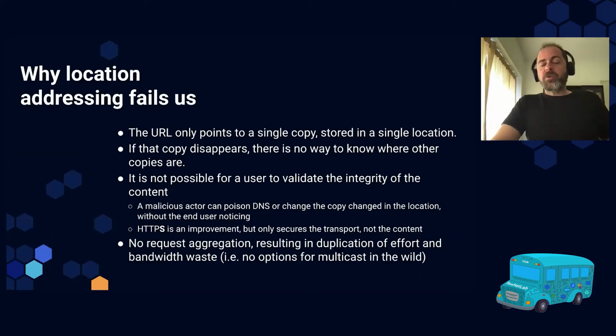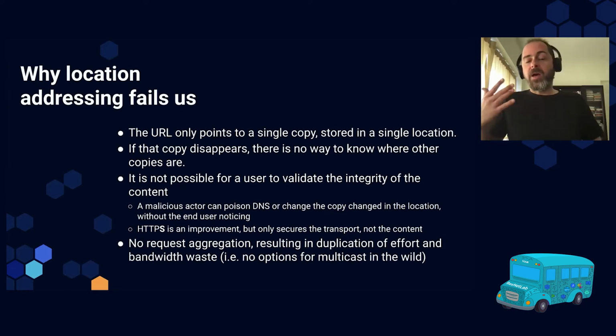So location addressing is what we use in the internet today, and it's mainly used through the domain name system, the DNS system, where when we ask for some content from the network, the DNS system is going to point us to a specific location, or in other words, an IP address, where the content that we have requested through the URL is stored.